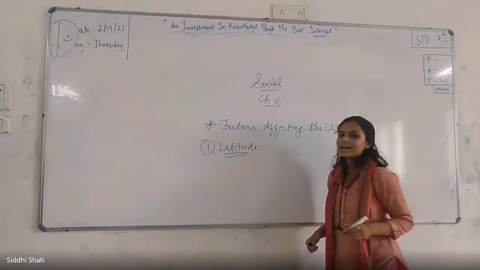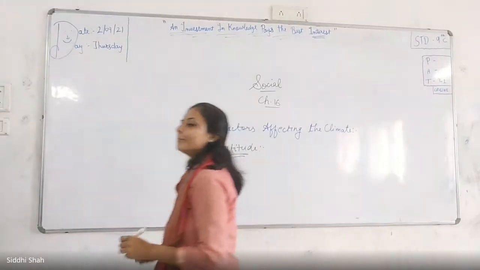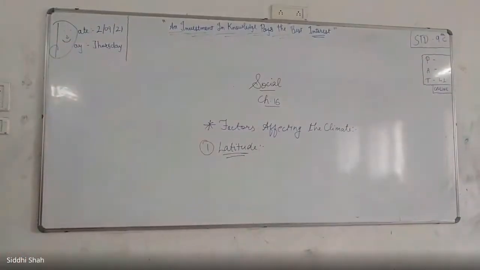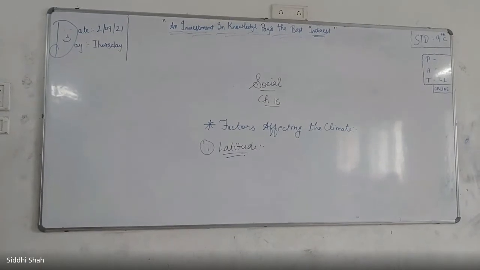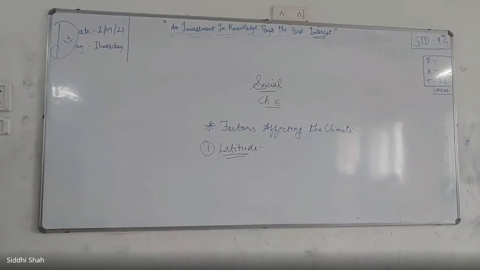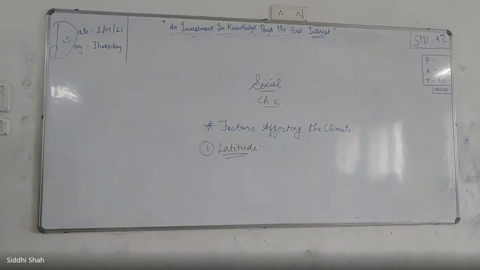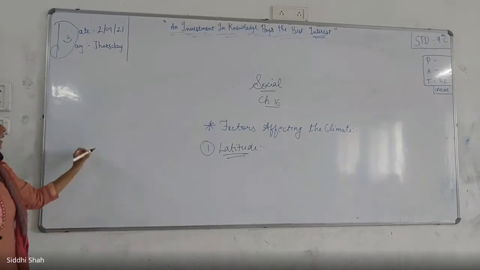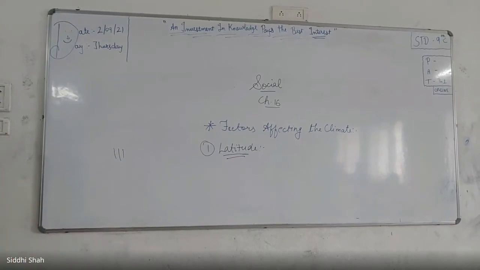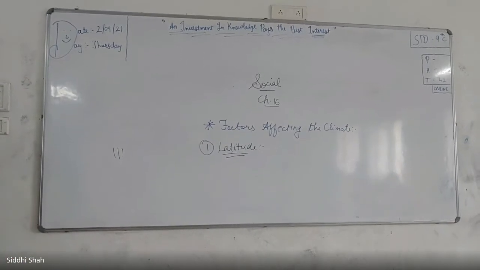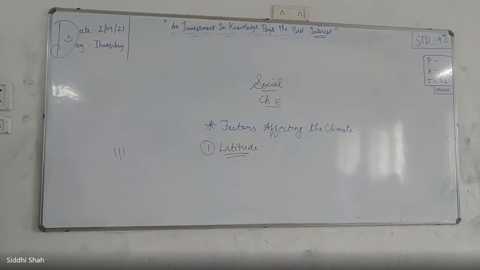It is an imaginary line on the earth. In maths also you are studying latitude, in geometry. Correct? Two latitudes are there at 111 kilometers. Two latitudes will be there. Distance will be 111 kilometers.